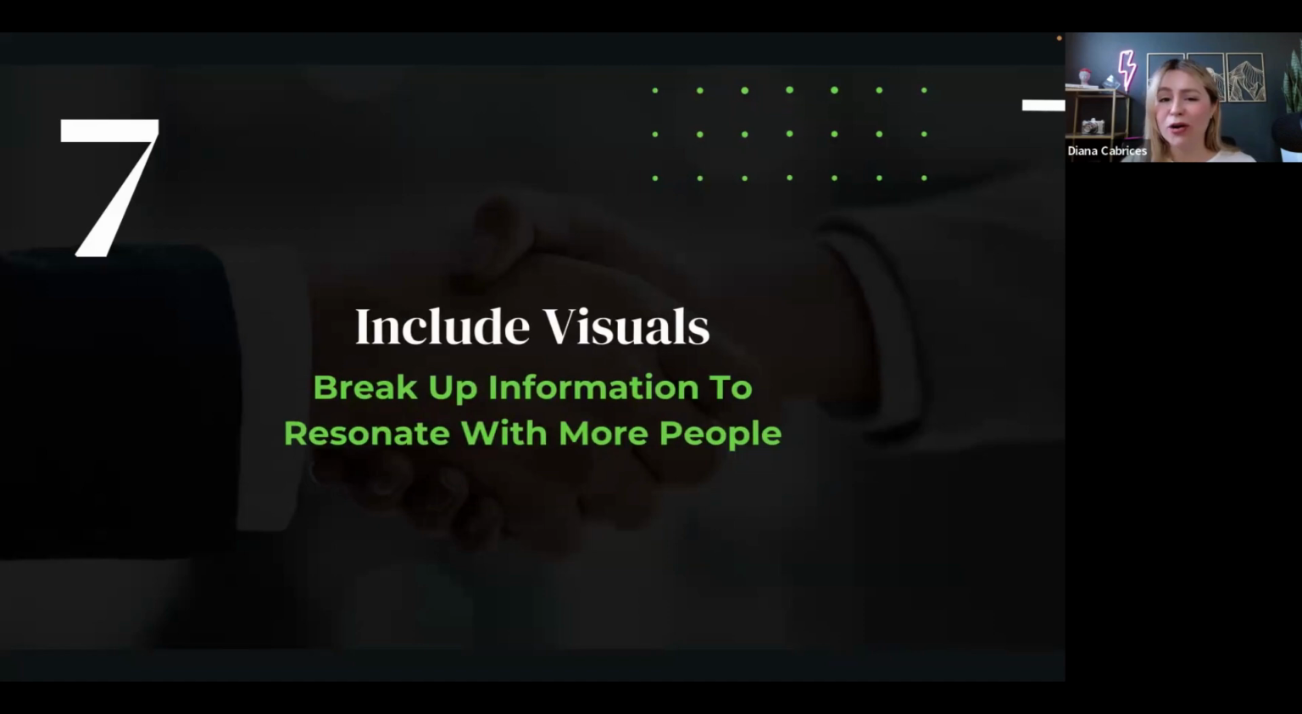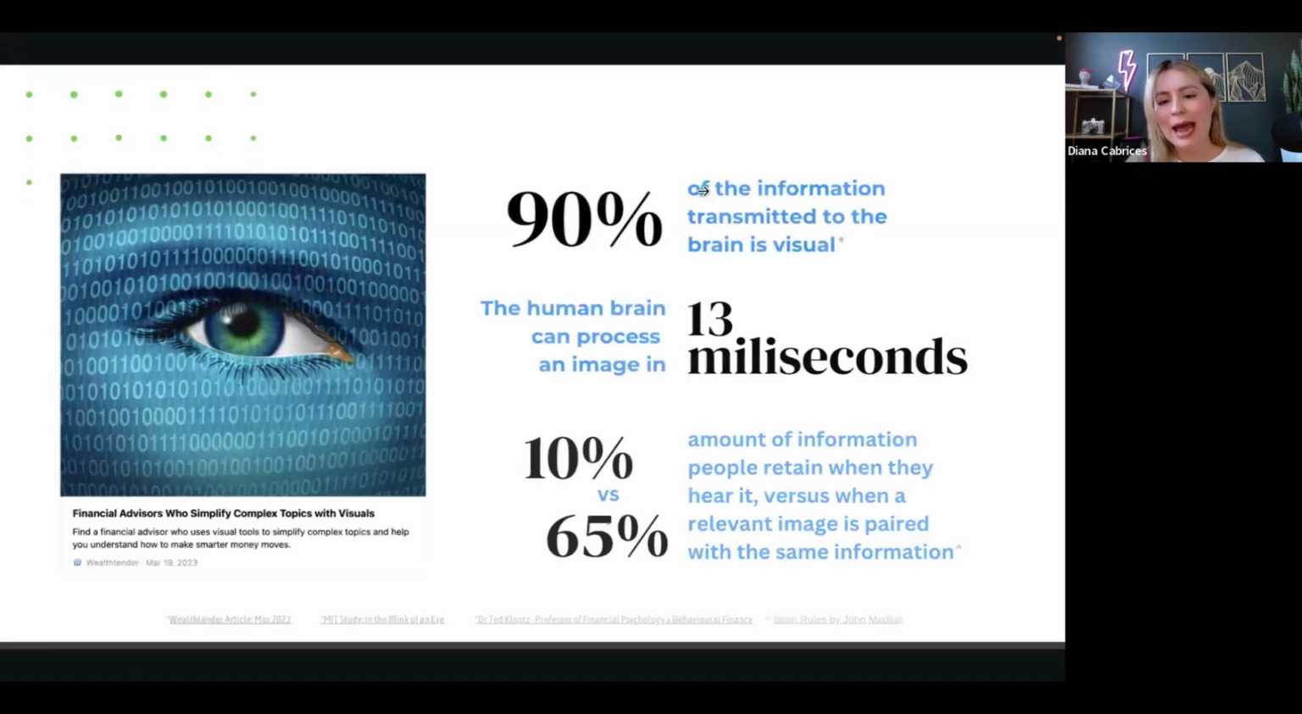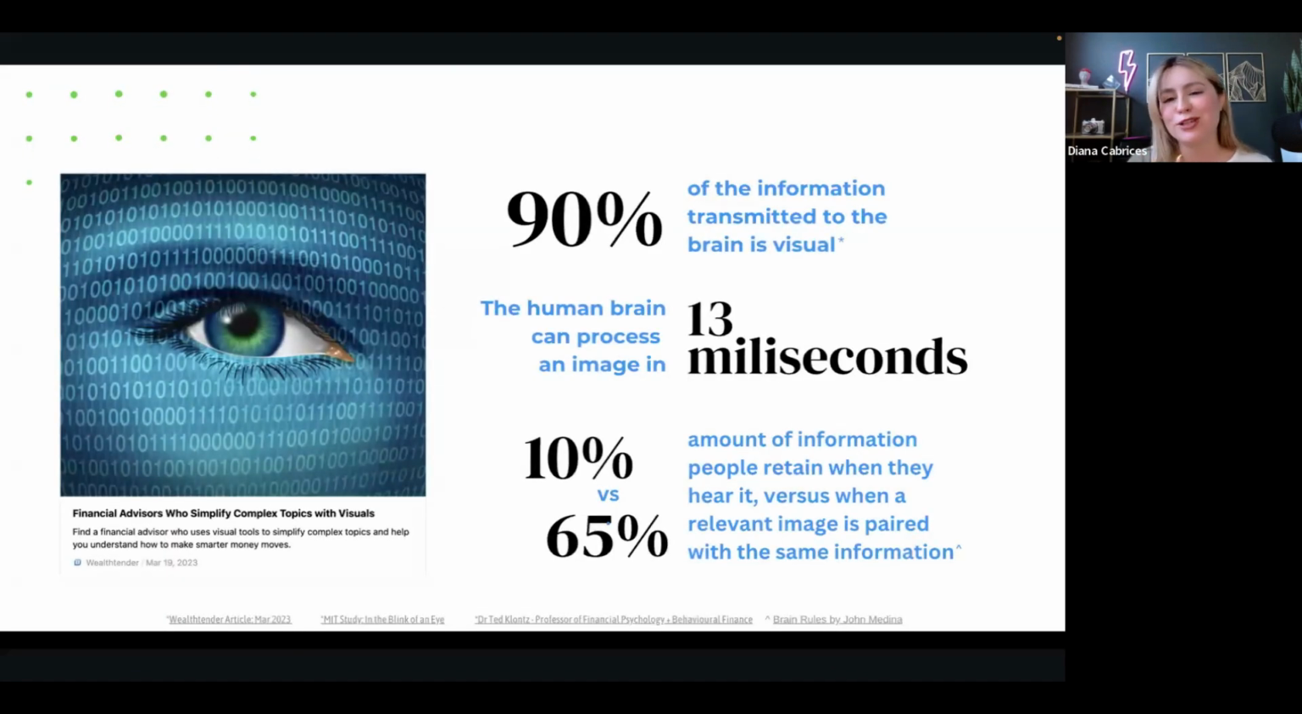Imagine I was giving you all of these tips right now, rapid fire hose down your throat with no slides. It would be super overwhelming. But here's some data to back this up. 90% of the information transmitted to the brain is visual. 65% of people, around 60 to 65, are visual learners, right? And we can process images in 13 milliseconds.